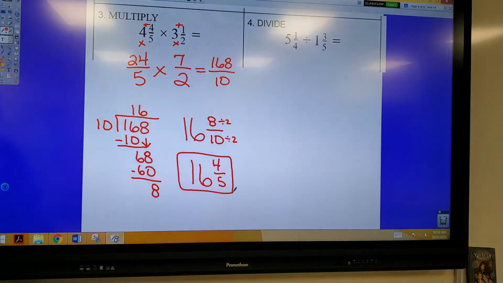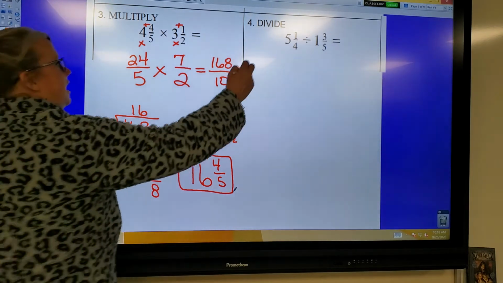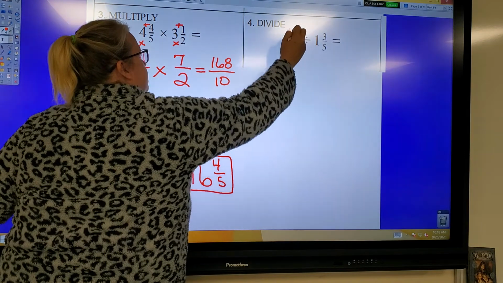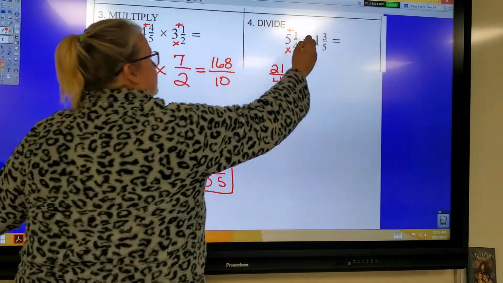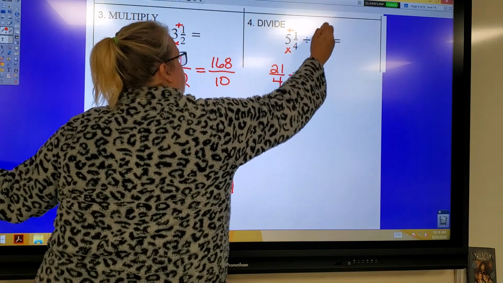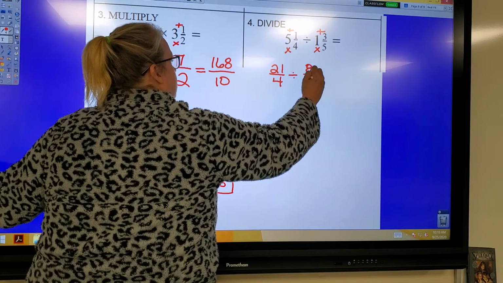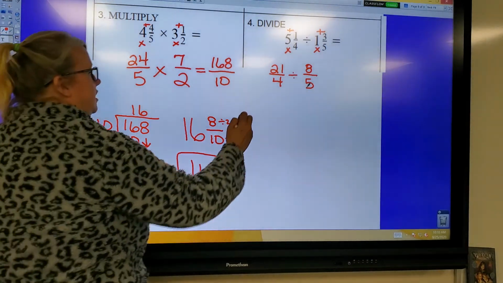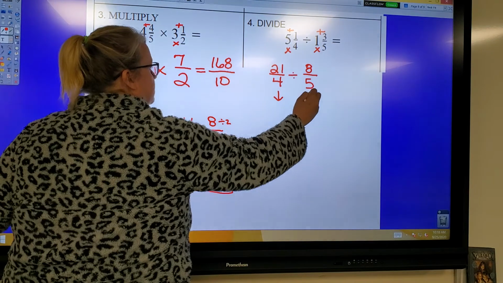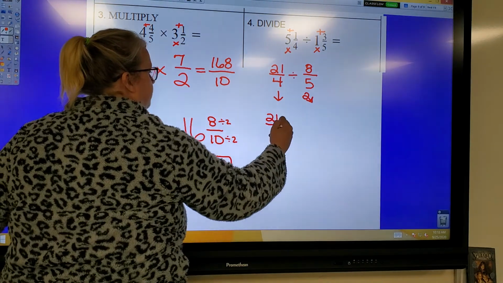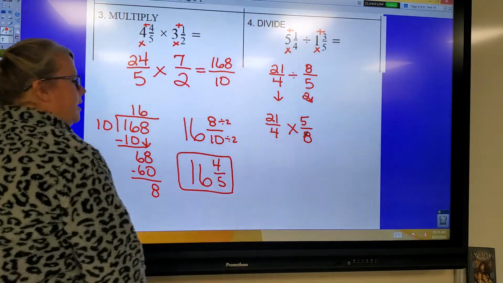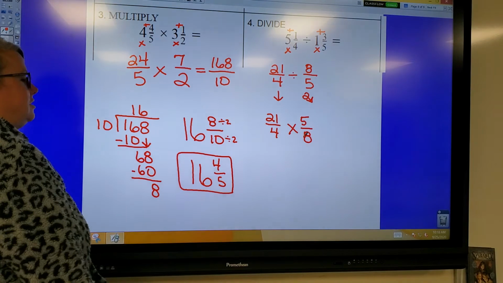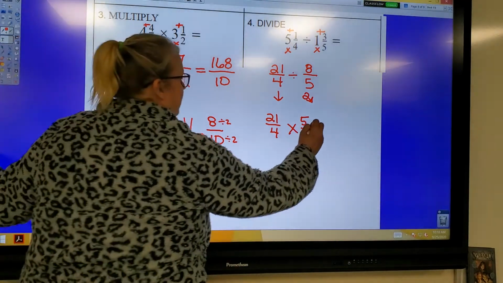All right, moving on to our last one, dividing. We need to write these as improper fractions first. 4 times 5 is 20, plus 1 is 21 over 4, divided by 5 times 1 is 5, plus 3 is 8 over 5. Same change flip. I like using my arrows to remind myself. 21 over 4 times 5 over 8. So even if you like to cross reduce, you cannot cross reduce on this one. That means we just have to work it out the way it is.